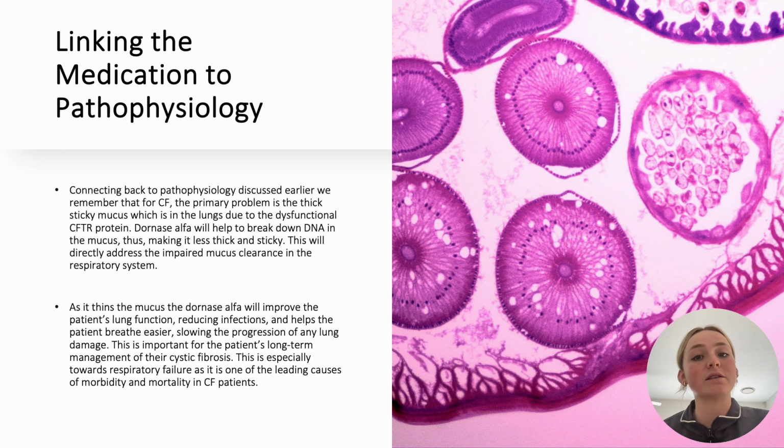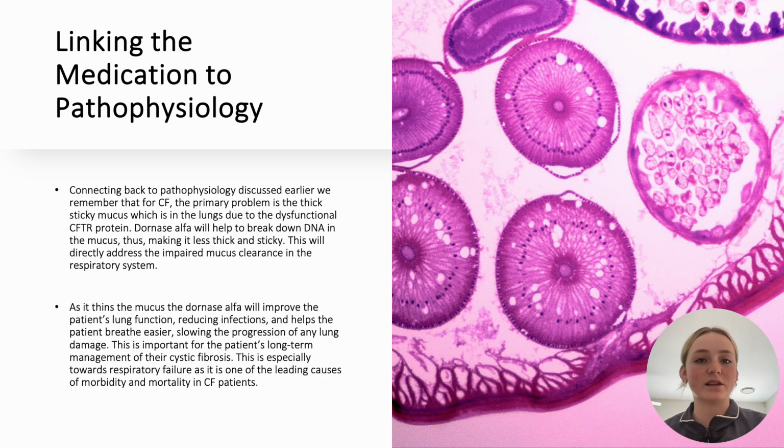Connecting back to the pathophysiology discussed earlier, we remember that in CF, the primary problem is the sticky mucus in the lungs, due to the dysfunctional CFTR protein. Dornase alfa will help to break down the DNA in the mucus, thus making it less thick and sticky. This will directly address the impaired mucus clearance in the system.